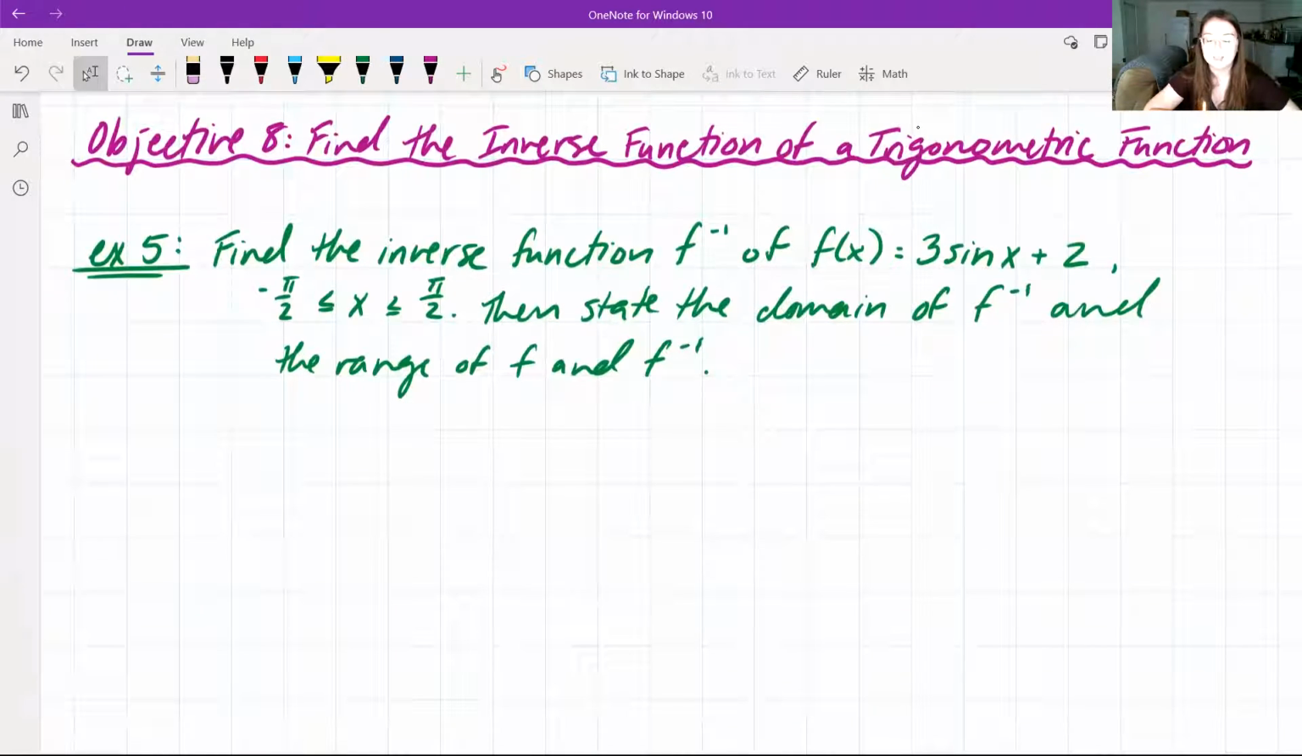All right, our next objective, we want to find the inverse function of a trigonometric function. So, for example 5, we want to find the inverse function f inverse of f of x is equal to 3 sine of x plus 2, where x is between negative pi over 2 and pi over 2 included. Then we want to state the domain of f inverse and the range of f and f inverse.